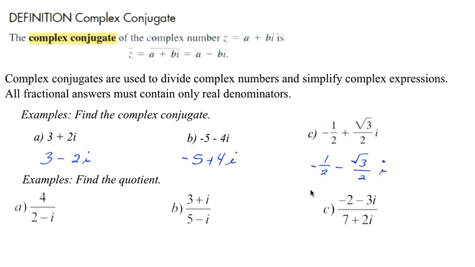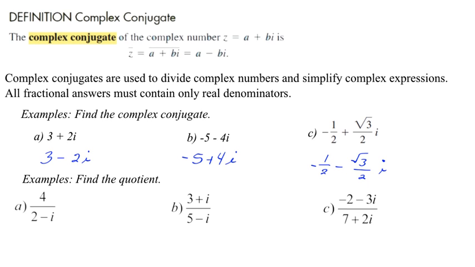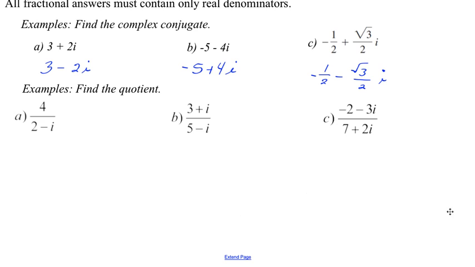Our conjugate will be -1/2 minus the square root of 3 over 2 times i. Well, now let's use the conjugate to help us find the quotient here. If we're dividing things, one of the rules in algebra is you cannot have complex numbers in your denominator. So we need to get rid of those so that we have real numbers in the denominator. So we're going to have to multiply the top and the bottom by the complex conjugate.